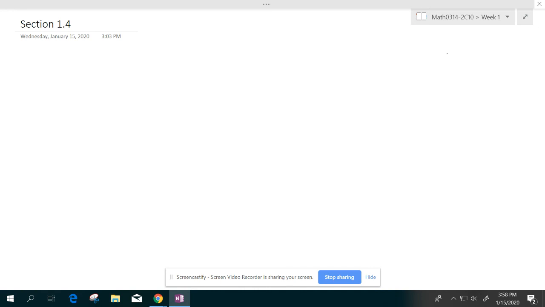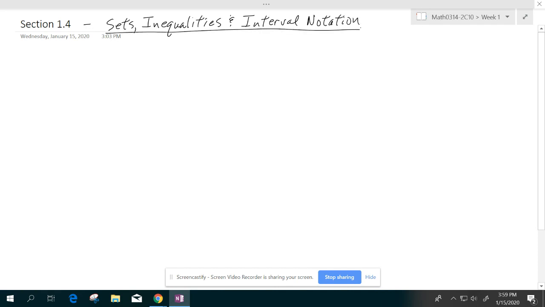All right, so we're moving on to section 1.4, and that's going to take us to page 44 if you need to know that. Page 44 in the text. And this section has to do with sets, inequalities, and interval notation. That is what the section is titled. Sets, inequalities, and interval notation, with an emphasis on inequalities. What we're going to focus on mostly. And the first problem, the first example, number 8.